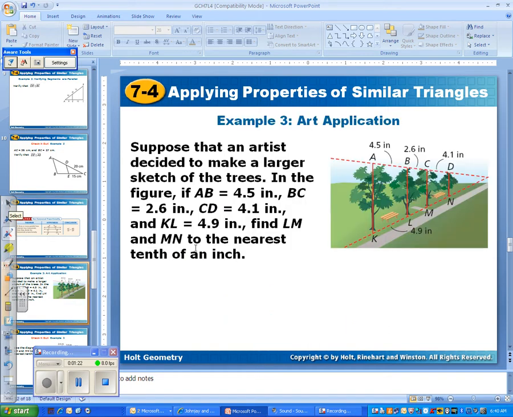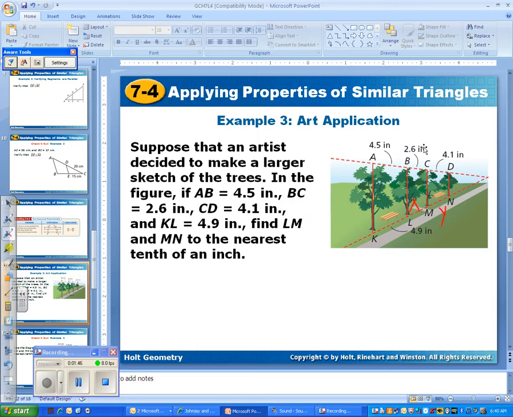So what we're going to do is we're going to have fun pictures that look like this. And suppose that an artist decided to make a larger sketch of the trees in the figure. AB equals 4.5, BC equals 2.6 inches, CD equals 4.1 inches, KL equals 4.9. We want to find the last two. So if we wanted to find two segments, we're going to set up two different proportions. I'm going to call this X, and I'm going to call this Y.